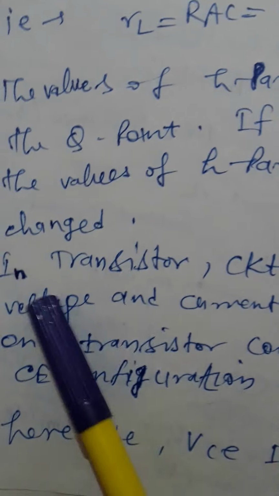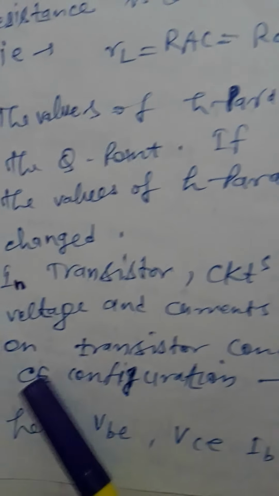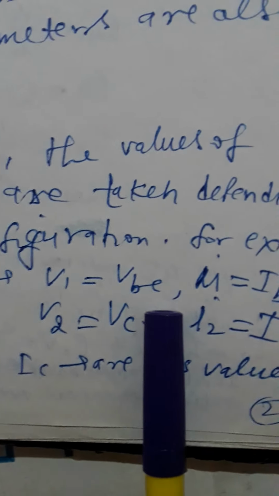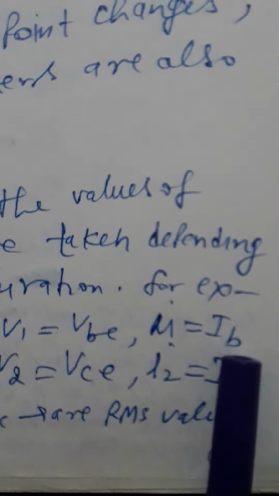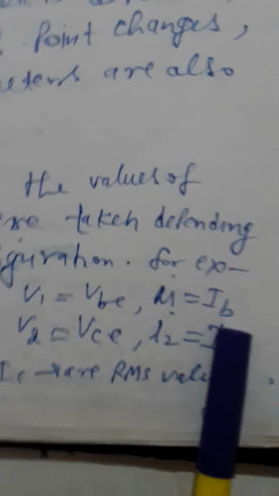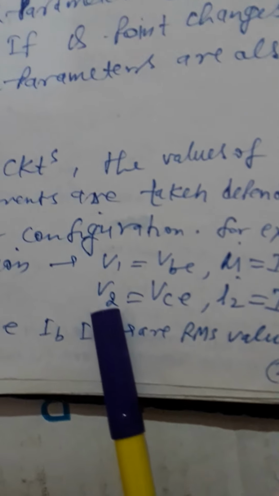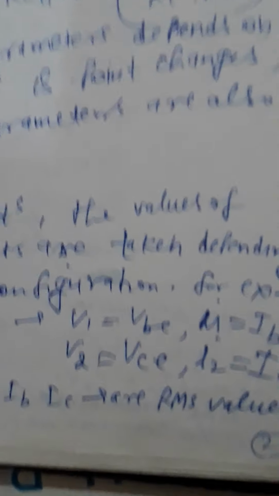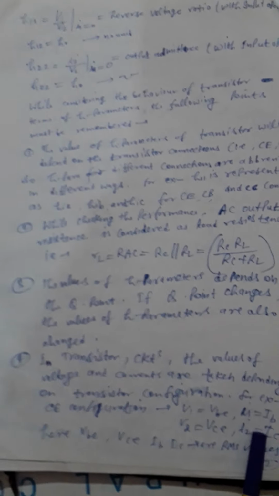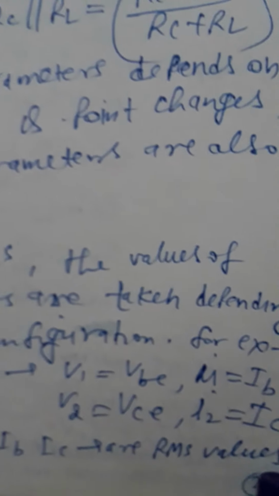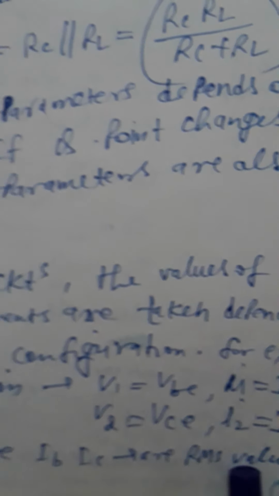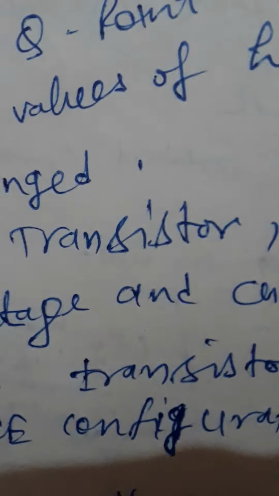Now, next point, point number four. In transistor circuits, the values of voltages and currents are taken depending on the transistor configuration. For example, for common emitter, input voltage V1 is the base emitter voltage VBE. I1 is the base current, the input current, so I1 is IB. V2, the output voltage, will be the collector to emitter voltage for common emitter. Similarly, I2 is the output current, that means collector current IC. Here VBE, VCE, IB, IC are RMS values. Remember, RMS is root mean square value and not the peak or average value.